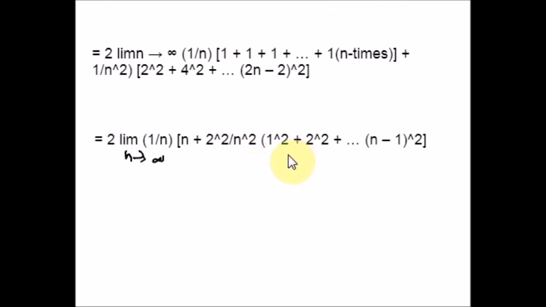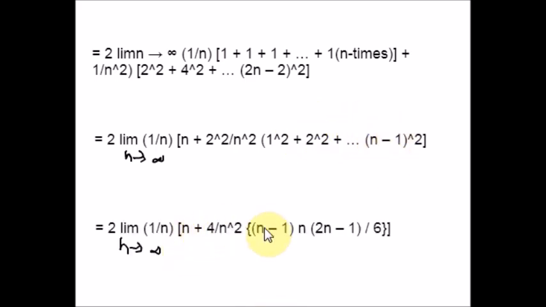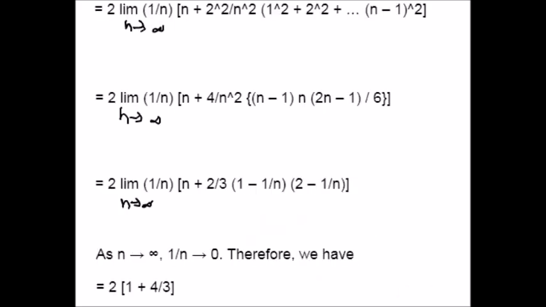Now let's simplify it further. Now expand all the squares. So I have expanded all the numbers. By simplifying, I'll get, as n tends to infinity, 1 over n tends to 0. Therefore, I'm taking 2 outside, and if I simplify this, I'll get 1 plus 4 over 3. If I add the fractions, I'll get 7 over 3 times 2, so 14 over 3. Hope you're clear with this example.